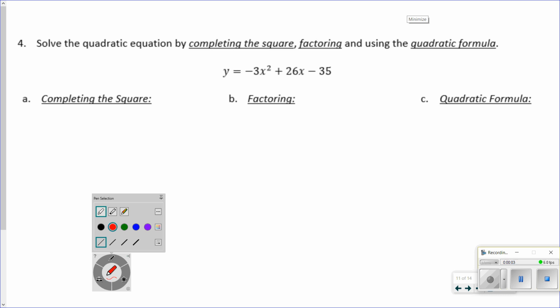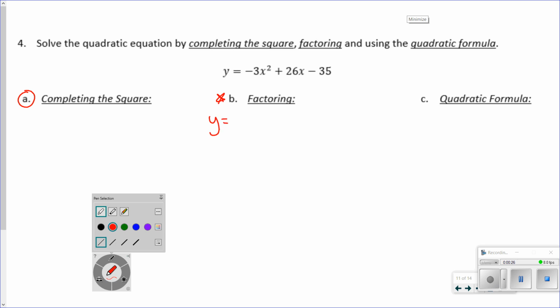Okay, we're going to take a look at number 4 from your quiz review, solving a quadratic equation. And when we are solving using all three forms, you should get the same answer. You can find another video where I go through solving by completing the square. In this video, I'm going to show you how to solve by factoring.